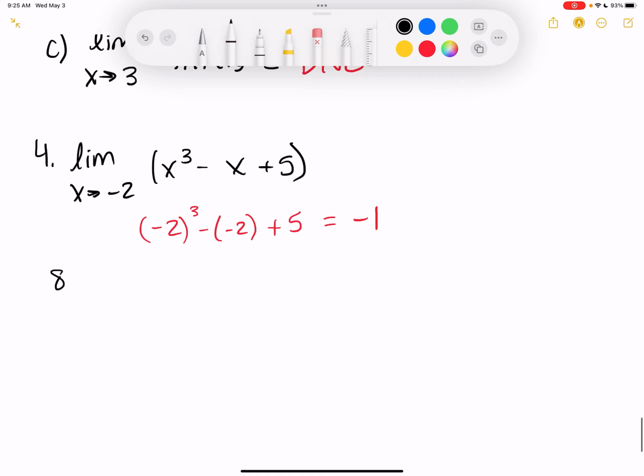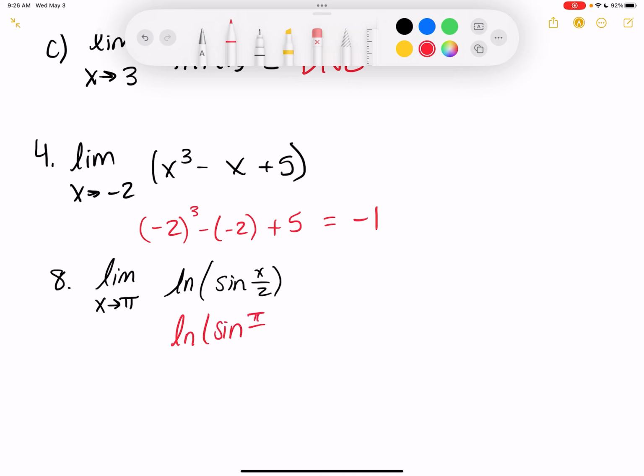Here is one that's a little harder and requires you to have a little bit of memory of some stuff, because they're not all going to be like number 4. The limit as x approaches pi of the ln of sine of x over 2. So this is the ln of the sine of pi over 2. What's the sine of pi over 2?